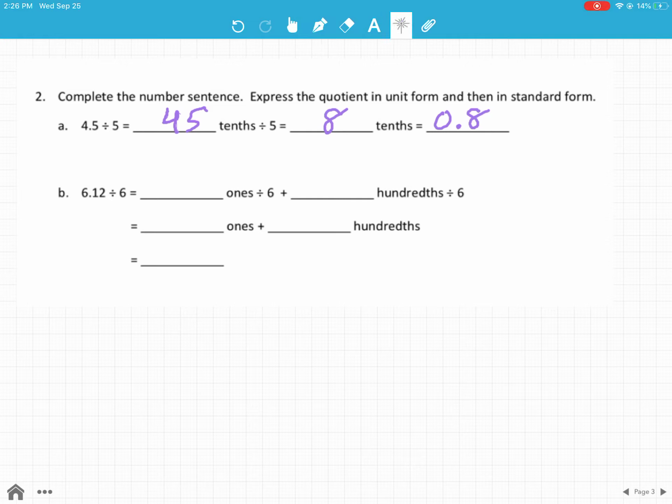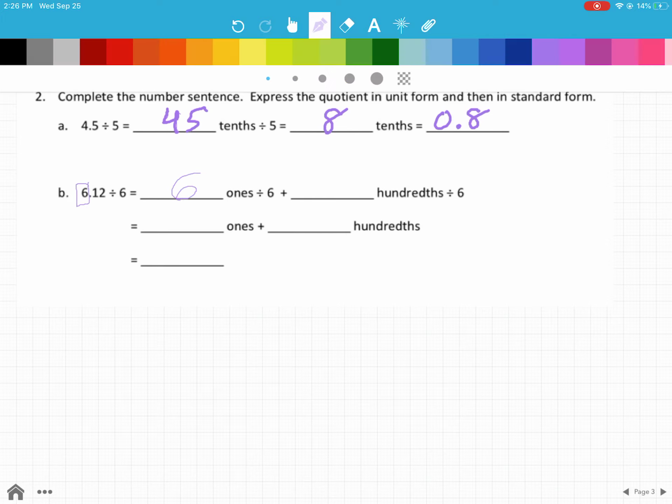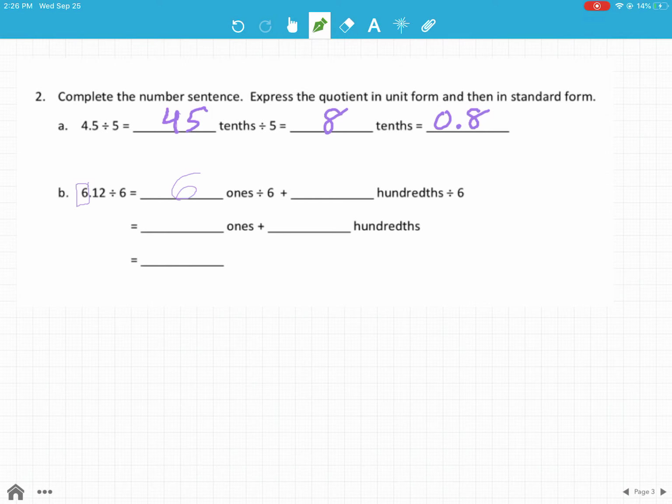When we get to this problem here, we're going to have to break it up into two parts. It gives us a hint here because it says ones and hundreds. So we're going to take the ones. We're going to write that here. Then we're going to take the hundreds, and that's what's left over. And that's right here.